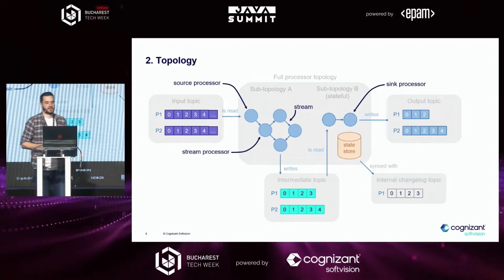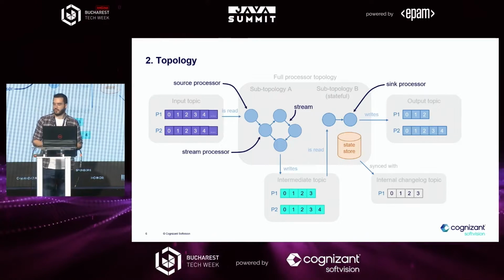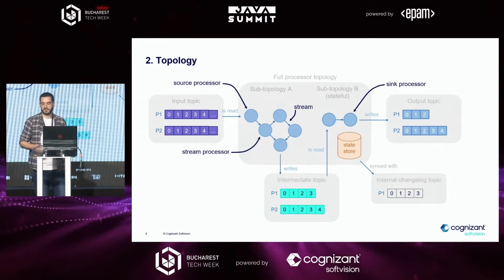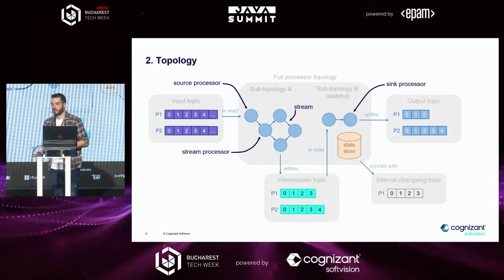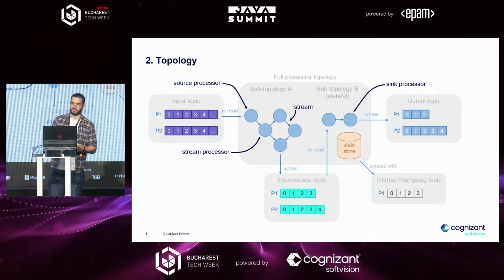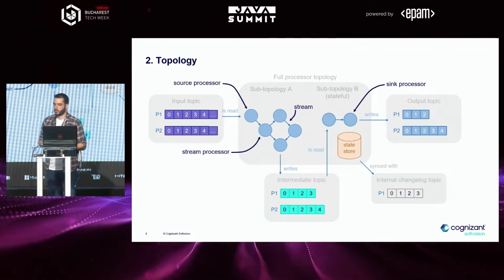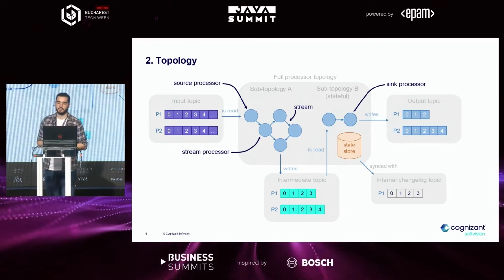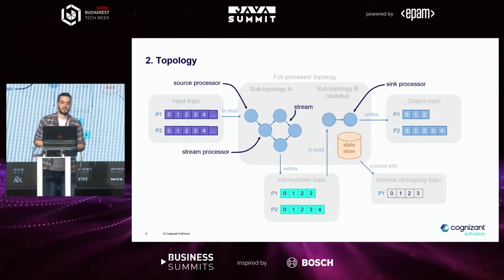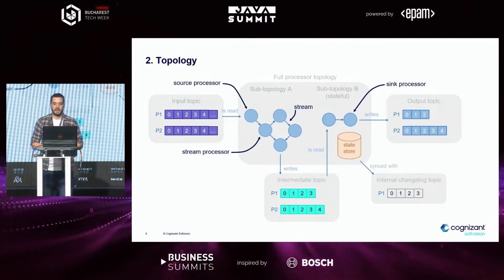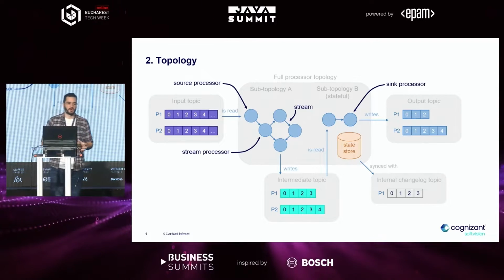As you can see in the diagram, a record is read from an input topic, processed within a topology which can create intermediate topics, can create state stores from which we can query records later on, and in the end, writes the transformed records to an output topic. This is pretty much how Kafka streams work.